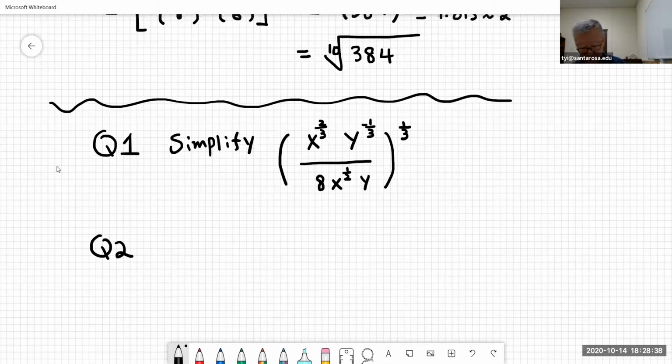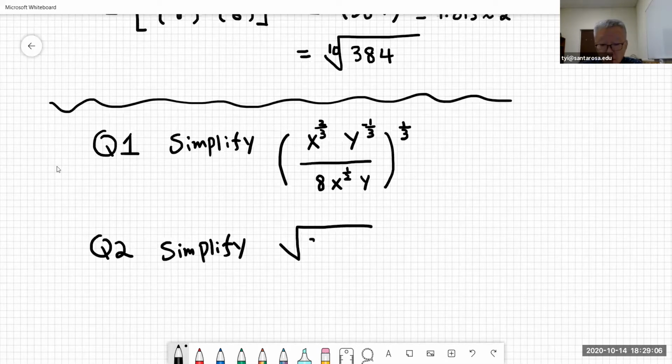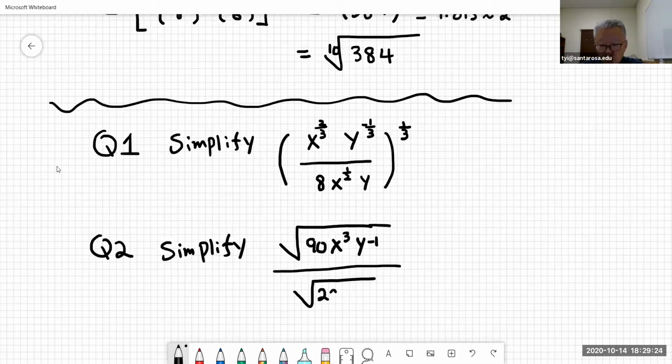Question two. Okay. Simplify again. 90 x cubed y to the minus 1, divided by the square root of 2 x to the minus the cube root of y.